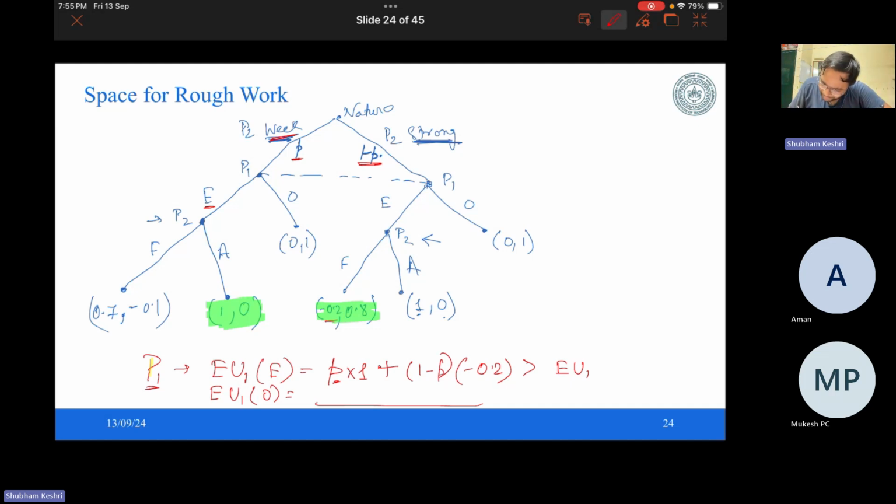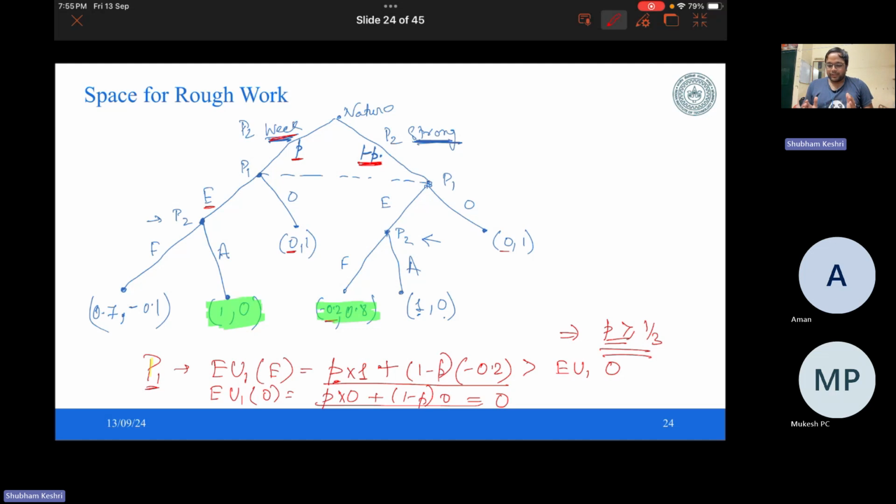So what will happen? If he remains out, his utility will be, with probability p, p times 0, and with probability 1 minus p he will get a utility of 0. So this is actually coming out to be 0. So if this value, whatever this is, is greater than 0, you will get a value of p. Suppose we are getting 1/3.